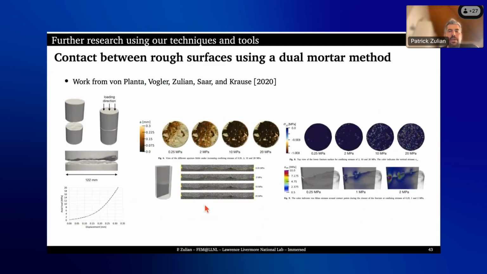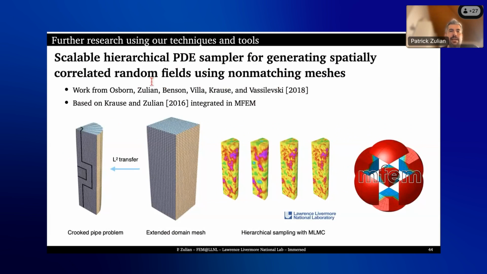So we also use the same techniques to do some contact between rough surfaces in geophysical applications. And in this case, it's just surface contact. There is also another work by von Planta where he took these results and then performed an FSCI simulation on top of it, always using our code. And then we did also some work at Lawrence Livermore, where we used these variational transfer techniques, which is in FEM, to do some spatially correlated random field sampling using non-matching meshes. Here we want somehow the boundary to be far away from the sampling region. And this is where an immersed approach can also be useful.